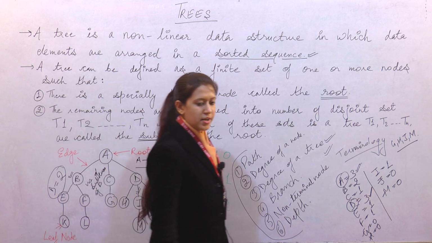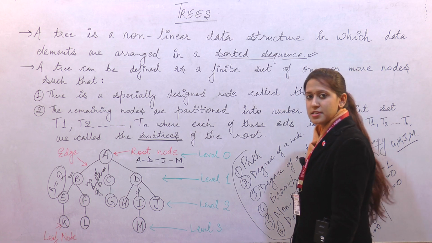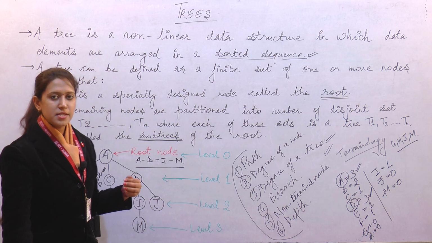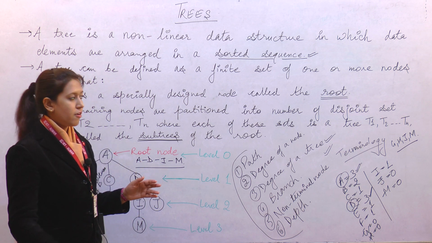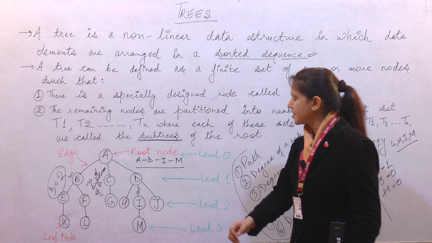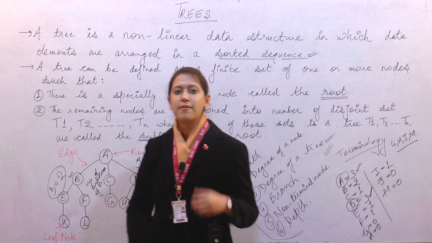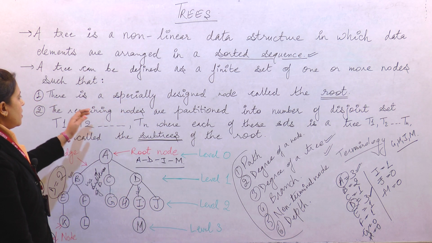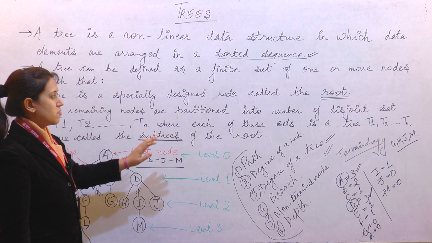Let's summarize today's topic. We have discussed that trees are nonlinear data structures and they are arranged in a sorted sequence. Sorted sequence means we have nonlinear data and we arrange that nonlinear data into a sorted form. A tree can be defined as a finite set of one or more nodes, and among those nodes we have a specially designated node that we call the root node.